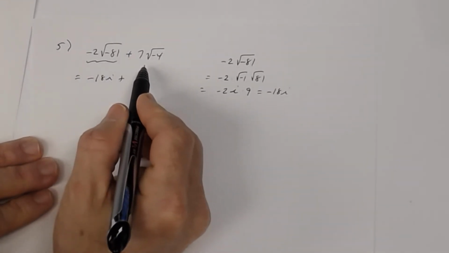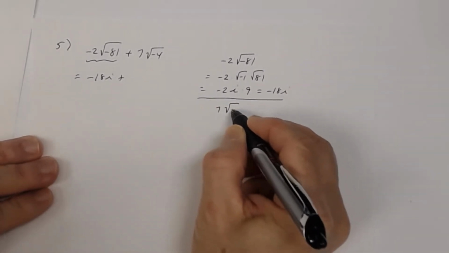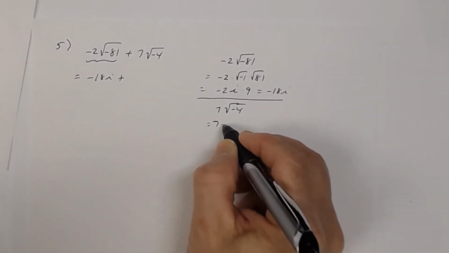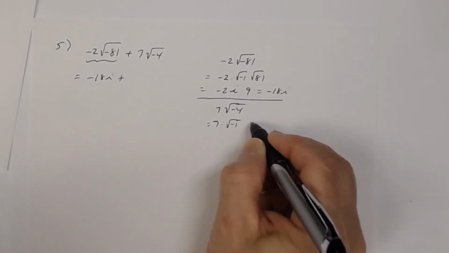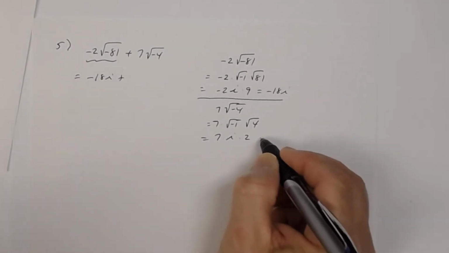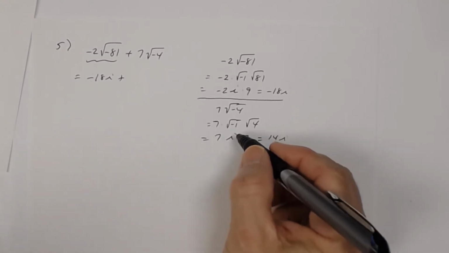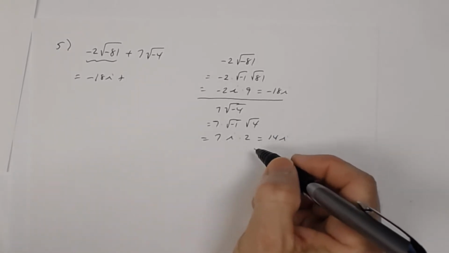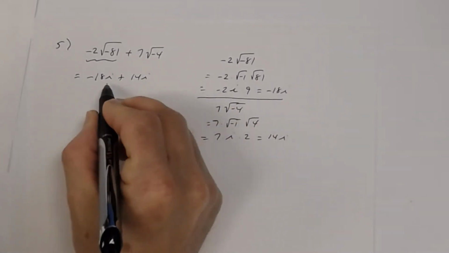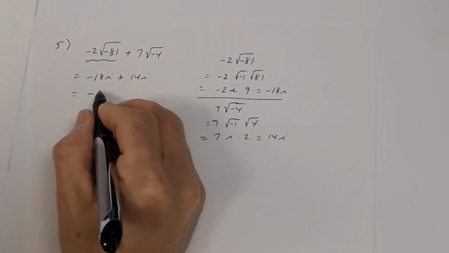Plus, and then we do the same thing with the next term. I have 7 times the square root of negative 4. This becomes 7 times the square root of negative 1 times the square root of 4. So that's 7 times i times 2, which is 14i. Remember, the square root of negative 1 is defined to be i, and the square root of 4 is 2. So 2 times 7 is 14, so you get 14i. Now notice those are like terms. So negative 18i plus another 14i is negative 4i.